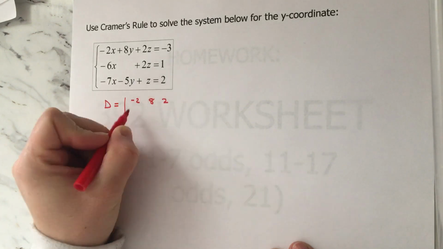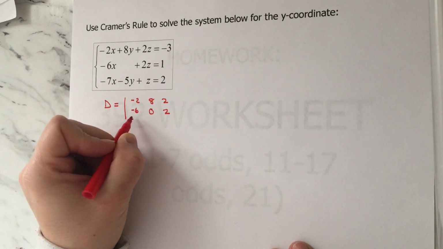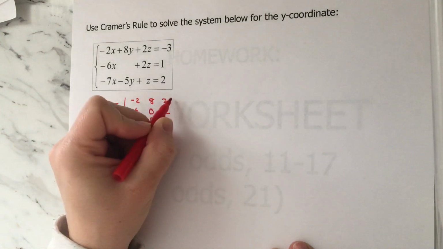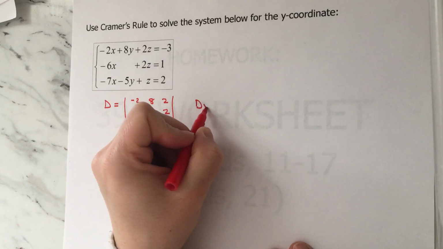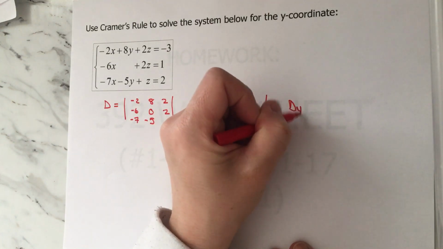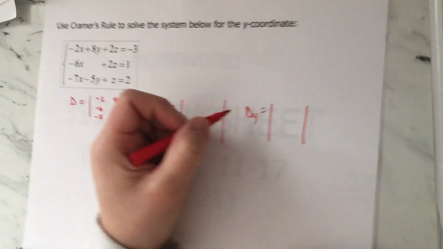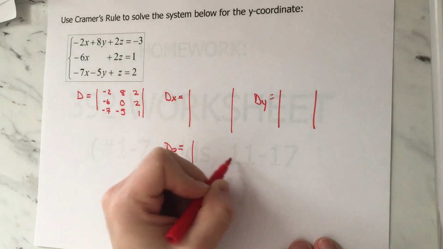-2, 8, 2, -6, 0, 2, since I don't have a y value there. -7, -5, 1. This would be the first one that you would type in and then find the determinant of. Then you would do the same thing. But now you're going to have 3 solutions. You're going to have to do it for, and I'd have to come down here, z as well.